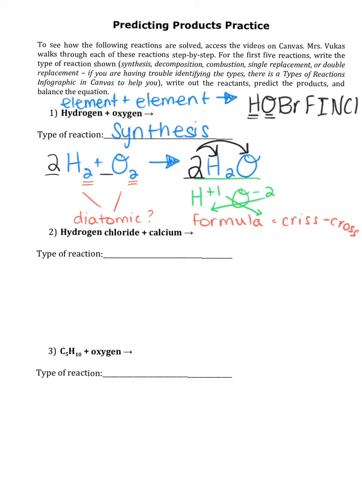So now when you guys are looking at all of these different formulas, on this side you have 4 hydrogens, 2 times 2, and then over here you have 4 hydrogens, 2 times 2. On the product side you have 2 oxygens, 2 times 1, and then on the reactant side you already had 2 oxygens.